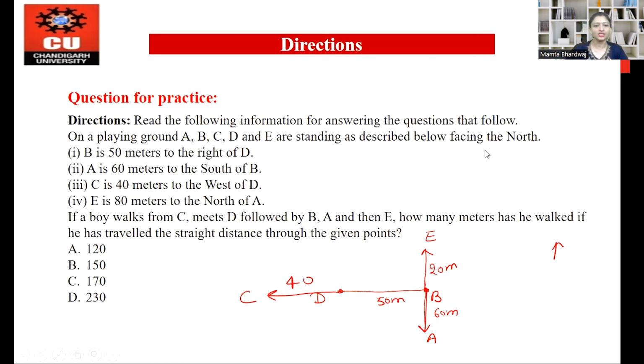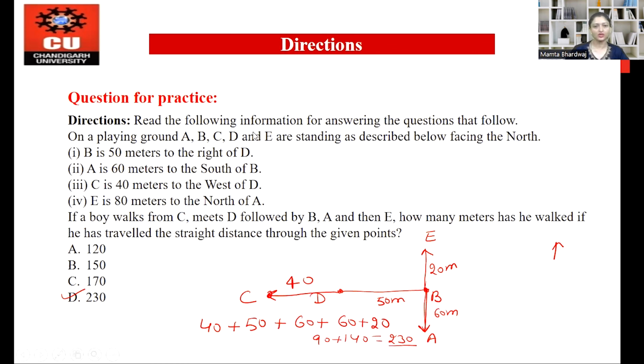Now the question: a boy walks from C, meets D, which means he covered 40, followed by B, which means 50, then A and E. From B to A is 60, and from A he has to go to E, again covering 60 and 20. How many meters did he walk if he traveled the straight distance through the given points? So 90 and 140 equals 230 meters. It means the boy has covered 230 meters as the total distance.